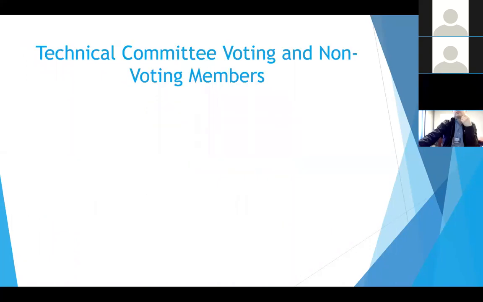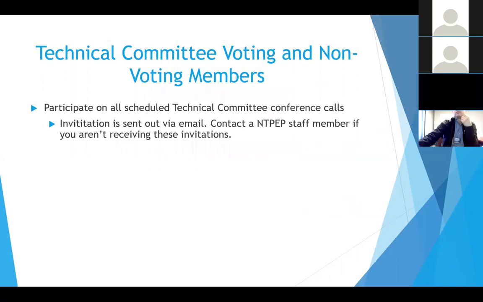So switching gears here, we're now going to go from the NTPEP voting and non-voting members to the technical committee level, which consists of, we'll take it step by step here, but first we're going to work on the technical committee voting and non-voting members. So this is the state representation or FHWA representation on each of the technical committees.